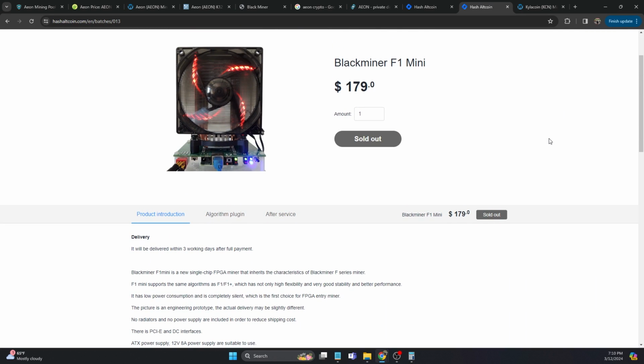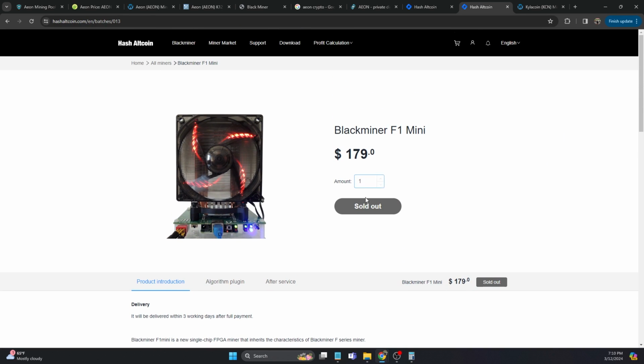And I had the F1 Mini. I've also had an F1 Mini Plus. Today we're going to be talking about the F1 Mini. And one of the things I really like about this is it's super low power. Pretty much all the algos either run at 30 watts or 50 watts. It's kind of set and forget, let it hash away.